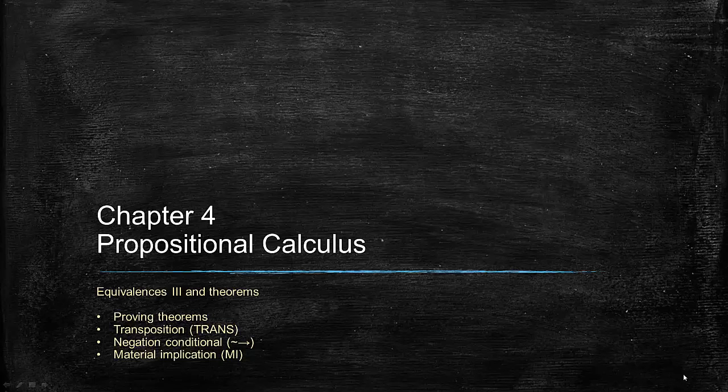All right, so today we're going to talk about theorems and how to prove them, and then we'll introduce three new equivalences. Transposition and material implication are in the book, but negation conditional is not in the book, and it's really worth learning, so we'll talk a little bit about that one as well.